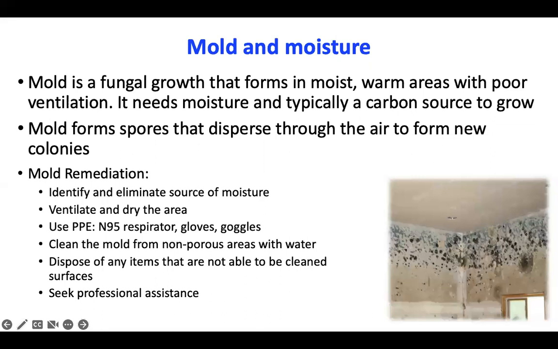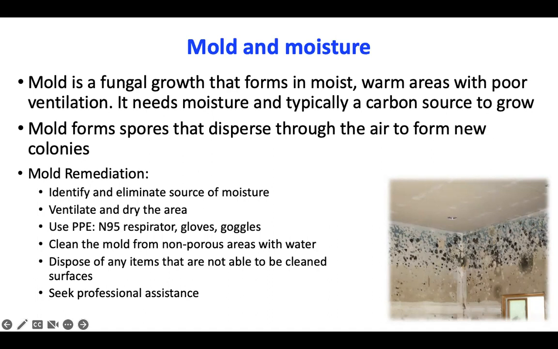So just a quick note on molds and moisture. Mold is a fungal growth that forms in moist, warm areas with poor ventilation. It needs moisture and typically a carbon source to grow. So when mold happens, you want to make sure there are no leaking faucets, and also reduce all those moistures. Mold can form spores and disperse through the air to form new colonies.